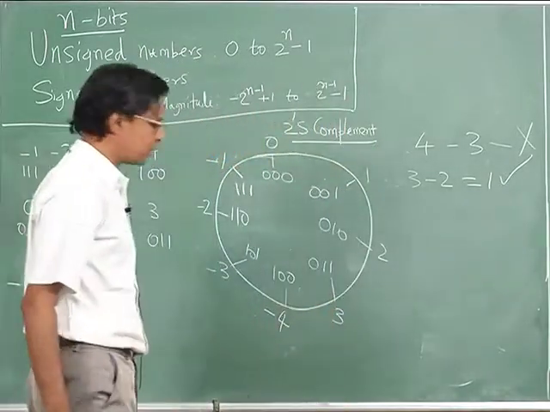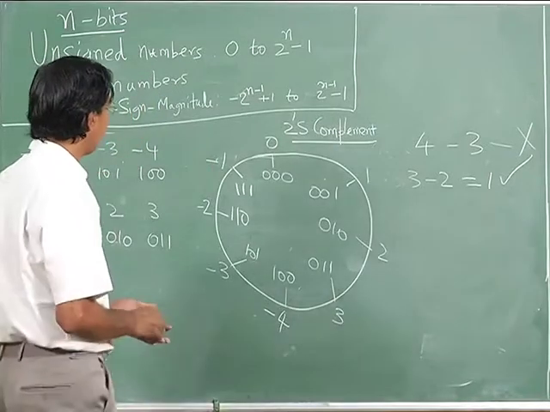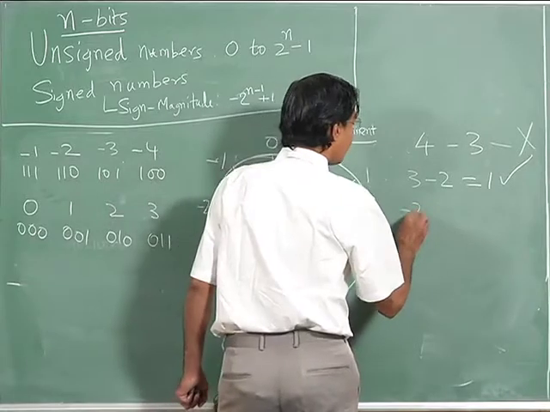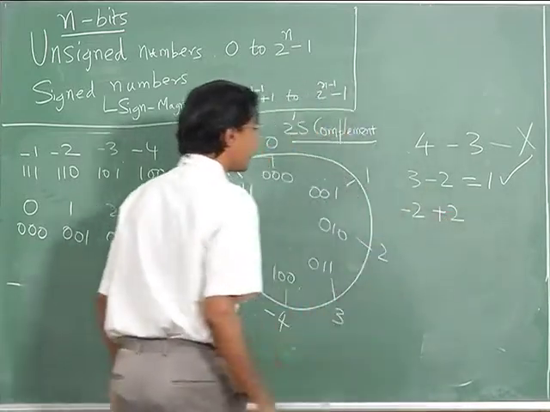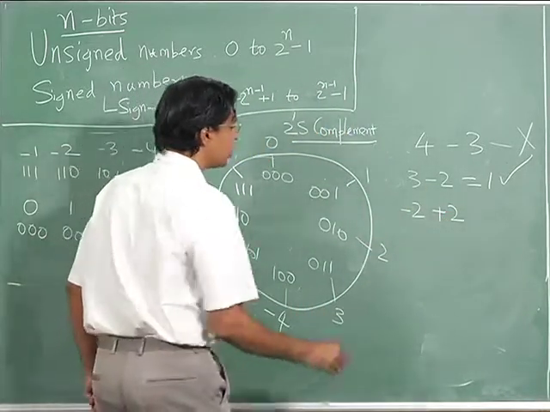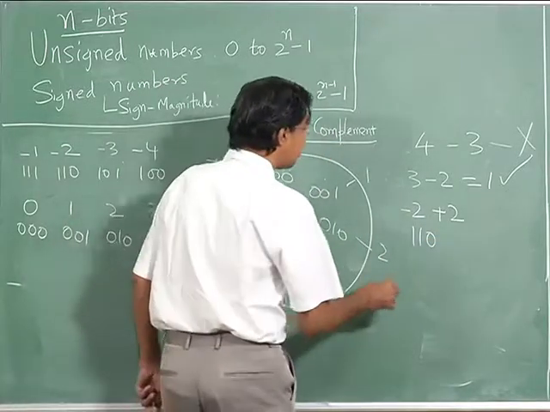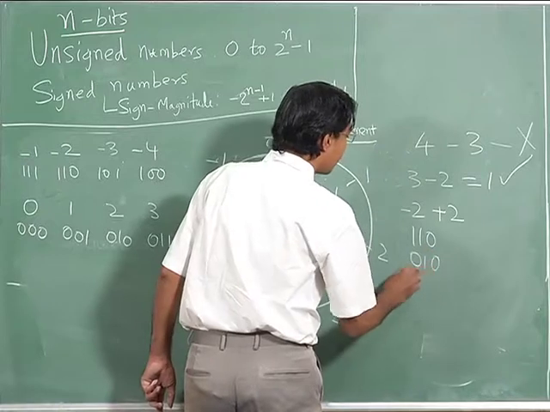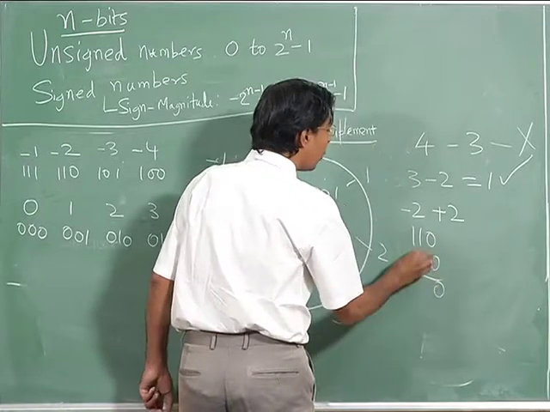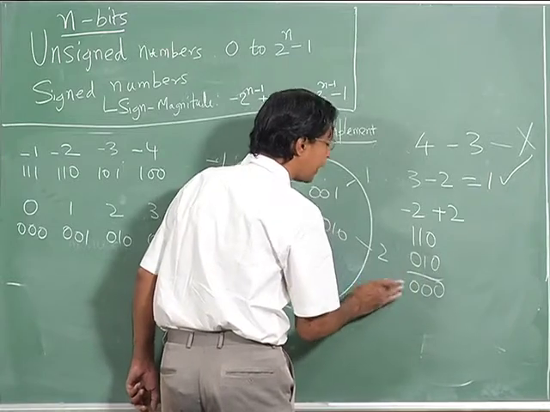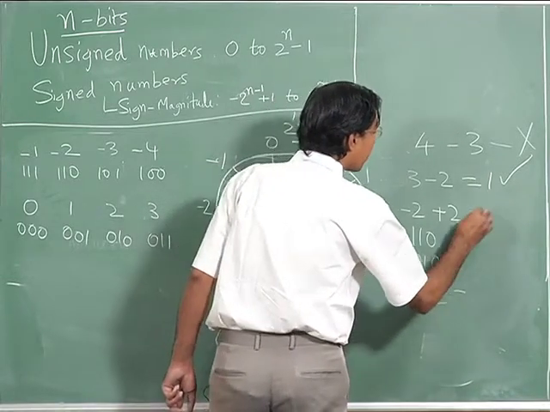Let me do say minus 2 plus 2. So representation of minus 2 is 1, 1, 0, representation of plus 2 is 0, 1, 0. So add this, I get 0, 1 plus 1 is 0, carry is 1, 1 plus 1 is 0, carry is 1, carry goes, so the answer is 0.